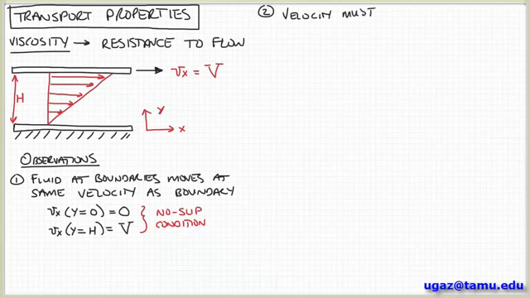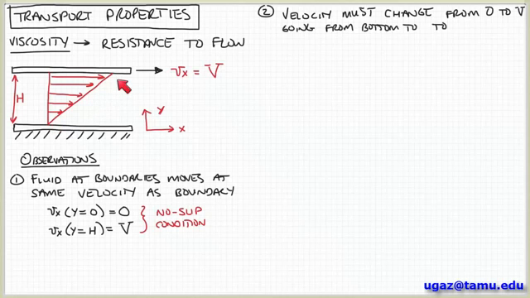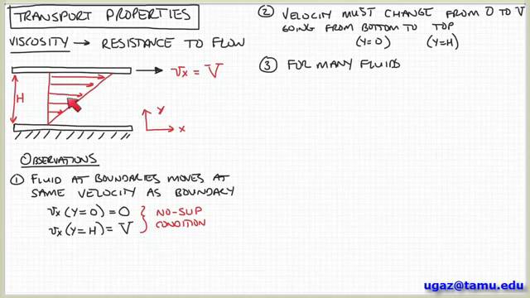Okay, so the next observation we can make is that because we have these two boundary conditions, 0 and V, the fluid velocity inside this gap has to change from 0 at the bottom to V at the top. So there has to be some change in velocity to go between these two boundary conditions. I haven't said what the characteristic of that change is, but it has to change from 0 to V.